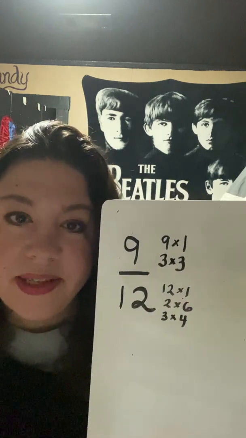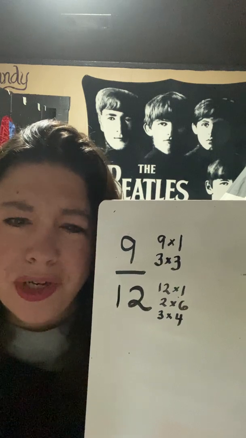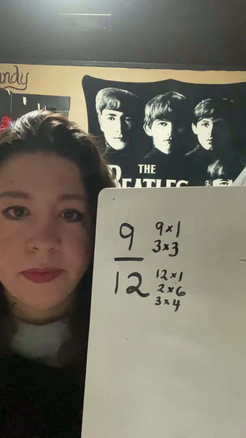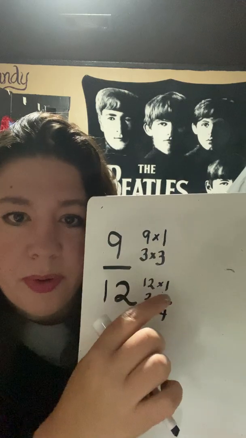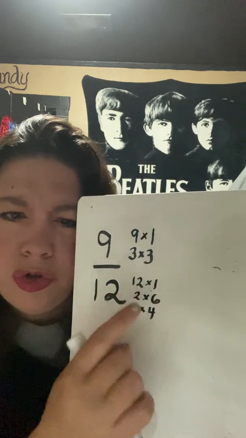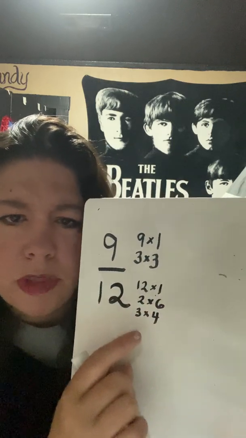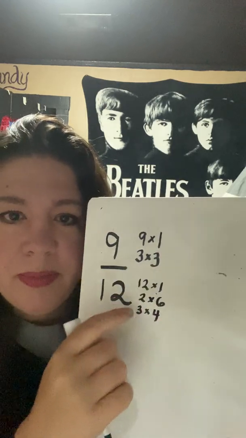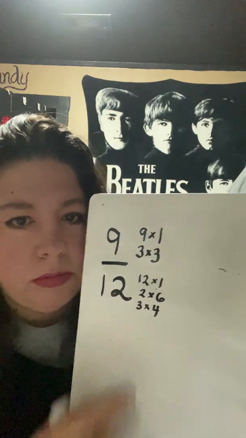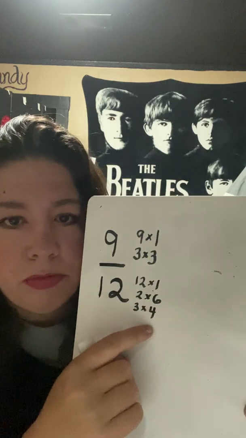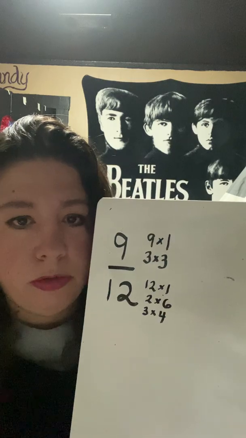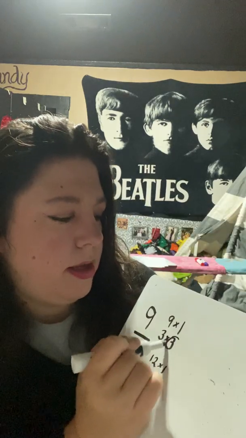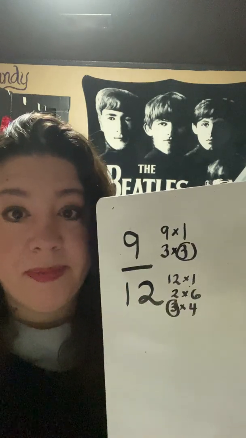But what is the biggest number that will go into both of them? Well, 1 goes into both of them. 2 is only down here. It doesn't go into 9. 3 goes into both of them. They both have a 3. There's only a 4 down here. There's only a 9 up there. There's only a 12 down here. So 3 is the biggest number that will go into both of them.